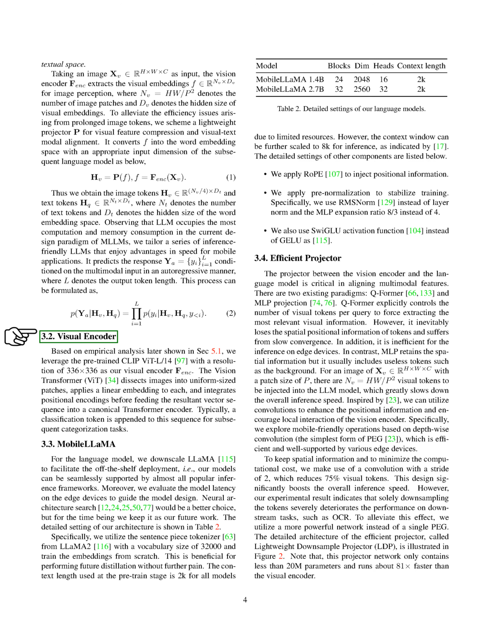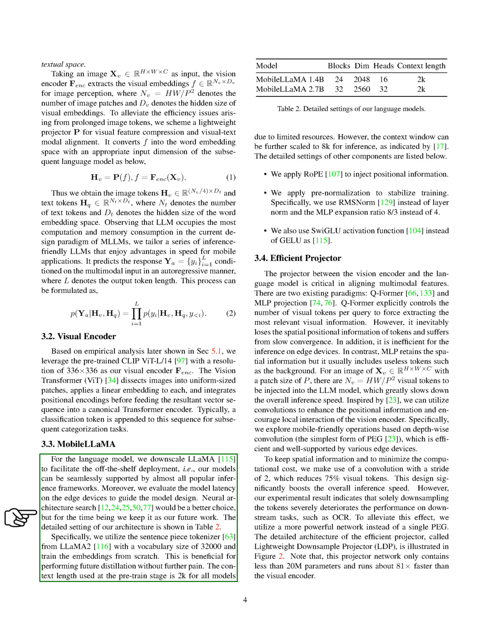Section 3.2, Visual Encoder. We've chosen to use a pre-trained CLIP ViT model as our visual encoder, which we'll refer to as F_enc. This model breaks down images into uniform-sized patches, applies a linear embedding to each, and adds positional encodings before feeding the resulting vector sequence into a transformer encoder. Usually, a classification token is added to this sequence for subsequent categorization tasks.